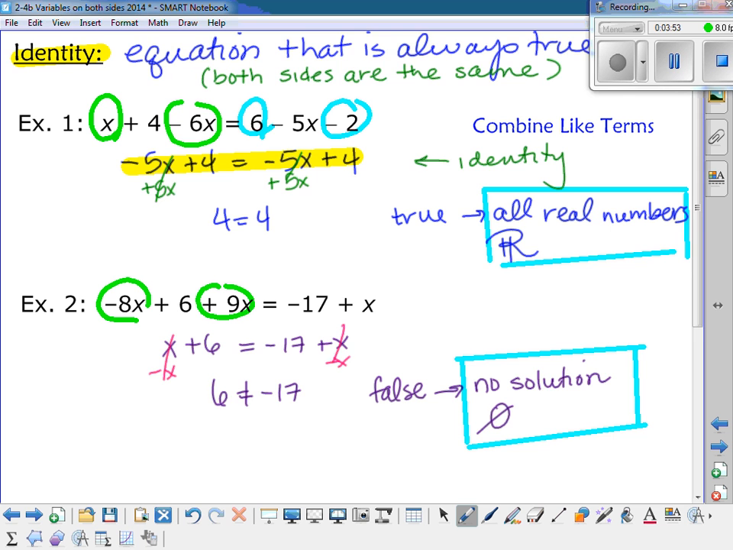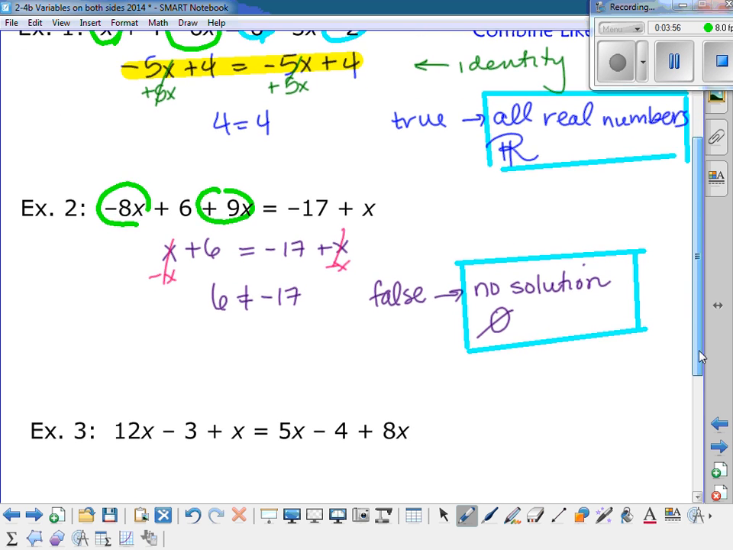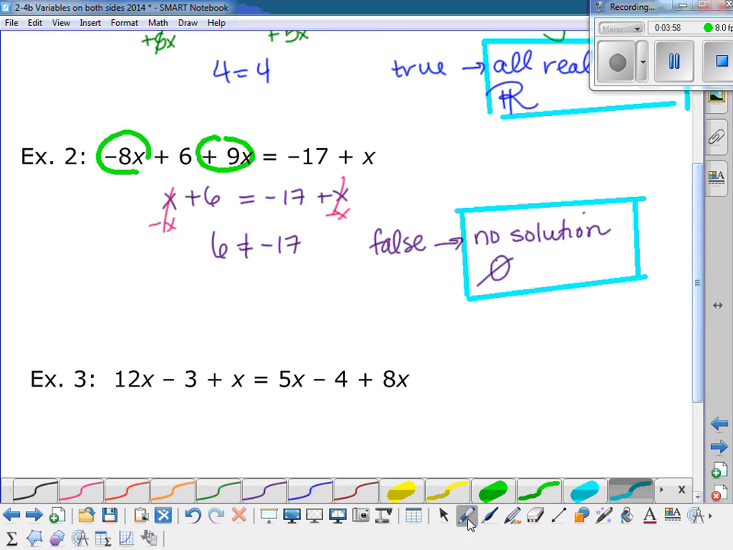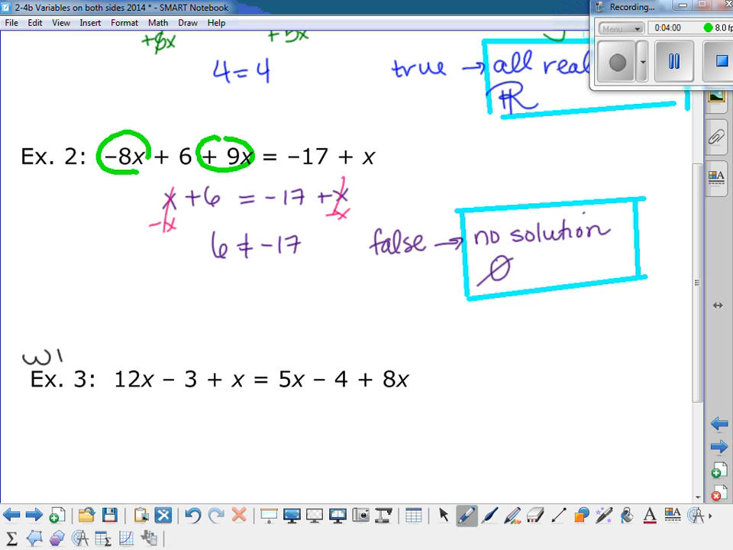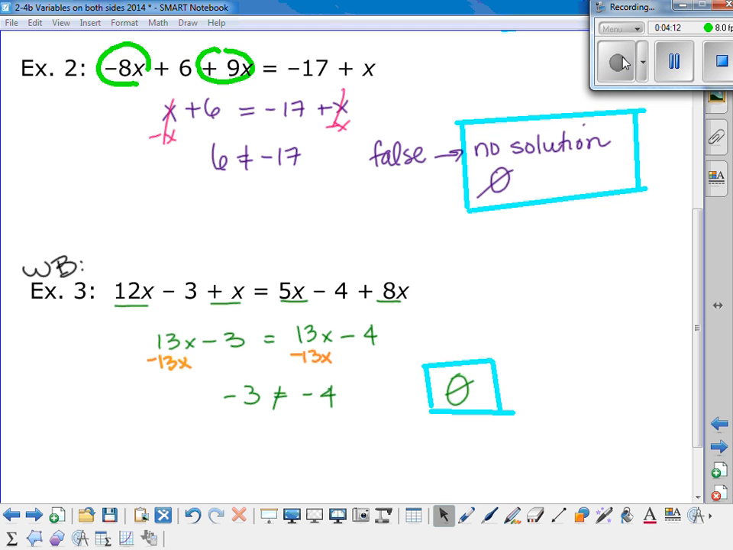Okay, so you guys should have your whiteboards out. If you don't, get them out. You're going to do this next problem on your whiteboards. When you solved it, you would have combined your like terms. 12x and x is 13x minus 3 on the left side, and then you get 13x minus 4 on the right side. When you subtract the 13x, you're left with negative 3 is equal to negative 4, which isn't true, so that one is no solution.